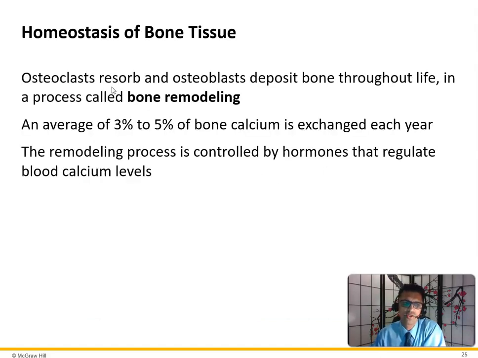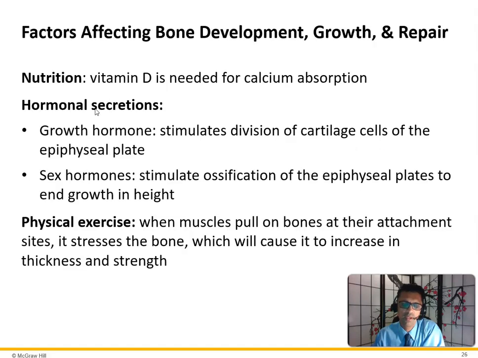Again, reiterating that osteoclasts reabsorb and osteoblasts deposit bone throughout life in a process called bone remodeling. An average of 3 to 5% of bone calcium is exchanged each year. Nutrition-wise, vitamin D is needed for calcium absorption. Most adults do have a deficiency in vitamin D, especially if you don't go out in the sun. Hormonal secretions: growth hormone stimulates division of cartilage cells. You have sex hormones that stimulate ossification of the epiphyseal plates to end growth in height.